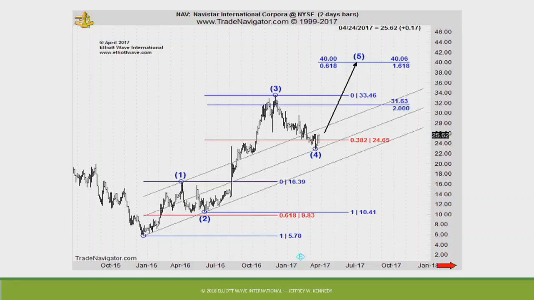But yeah, I wanted to show you, I love the fourth wave trade setup. It's my go-to move, truly is.